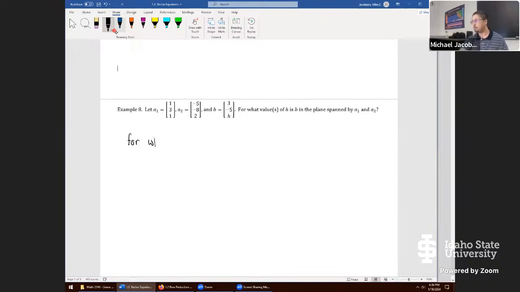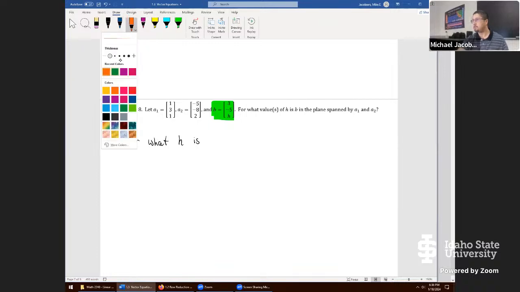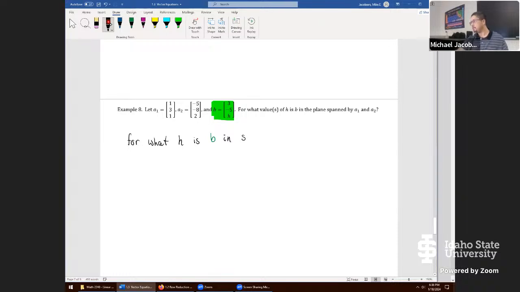For what h is this vector b in the span of a1, a2? So that's our whole question. But again, now that we've written this, that's just the name of the complicated geometric object we're working on. Not a bad idea to write out this additional step.